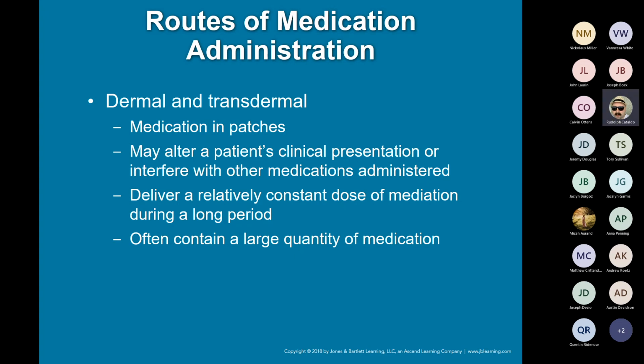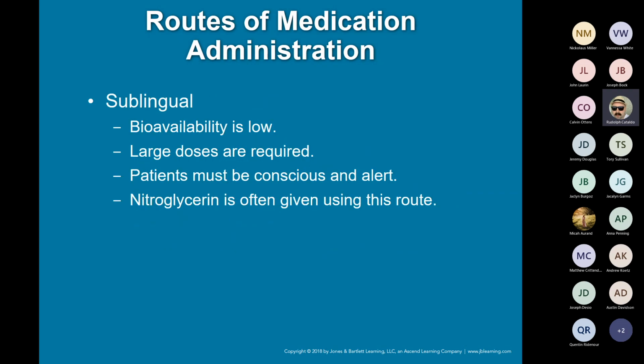I can't think of anything that we're going to give besides nitro paste in the dermal or transdermal route. But you will see patients that have, again, fentanyl patches or some sort of medication patch or like a nicotine patch. Those are good examples of transdermal or dermal routes. There is sublingual. So we're used to nitroglycerin sublingual. Patient lifts up their tongue. We're able to put whatever it is, whether it be a spray or a tablet, under their tongue until it's dissolved.